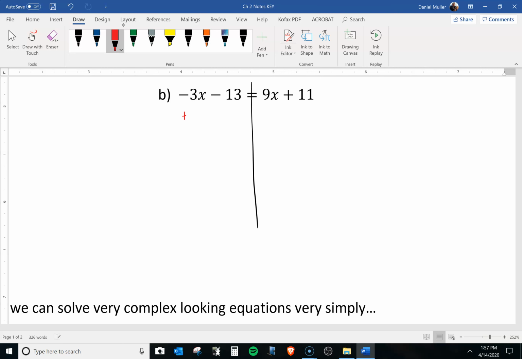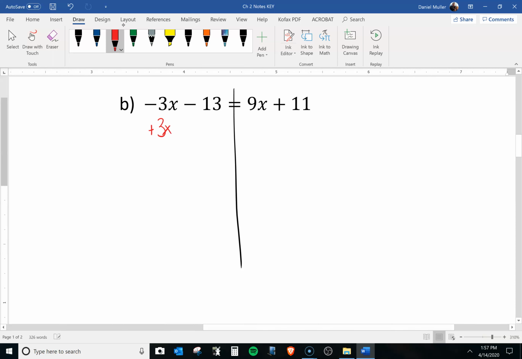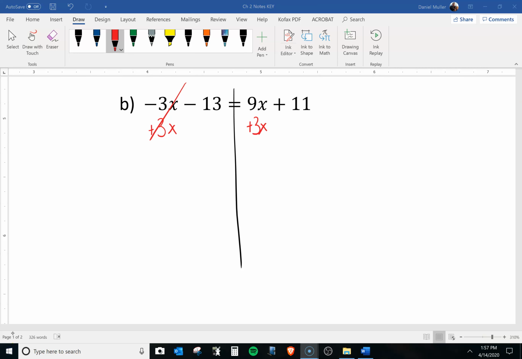So because it's a negative 3x, I'm going to add 3x. And that's because negative 3x and a positive 3x will get me 0. So that completely eliminates it. But whatever I do to the left, I need to do to the right. Let's write down what we have. So there's a negative 13 on the left equals a 9x and a 3x gets me 12x. And there's a positive 11.